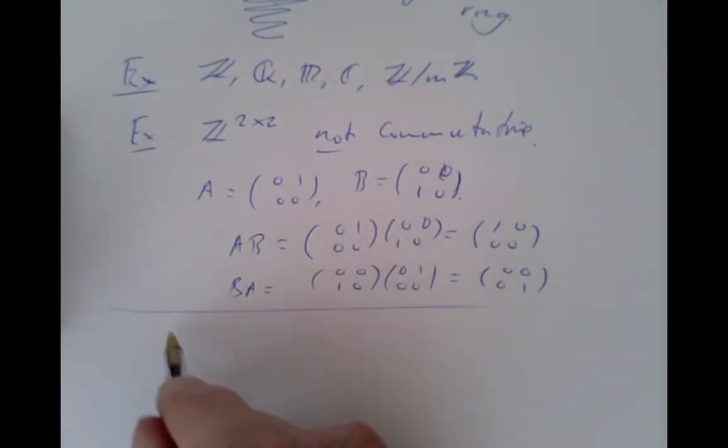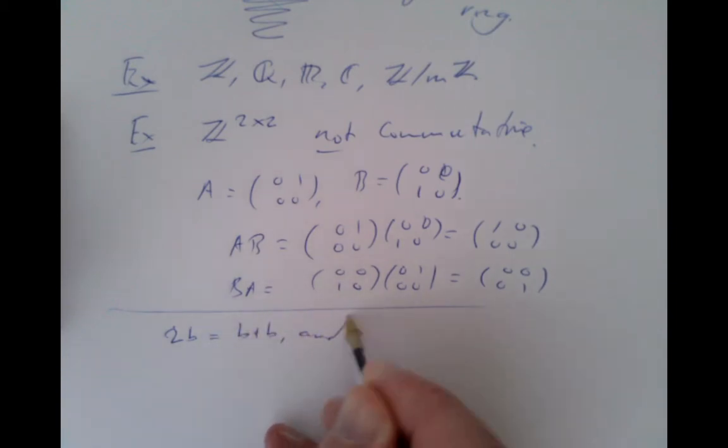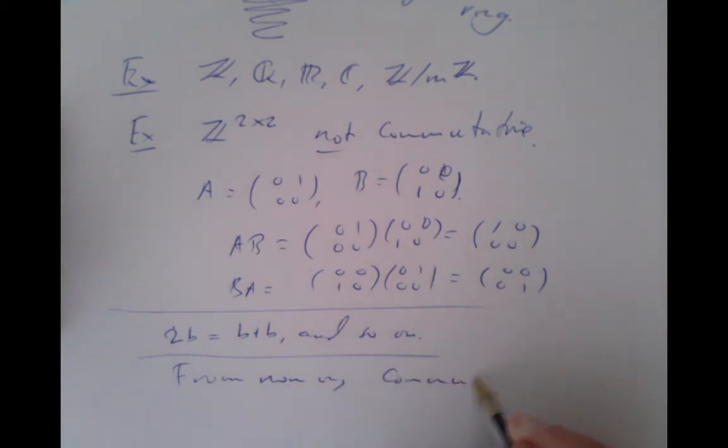In any ring at all, we're always going to write 2 times something to mean that something plus that something, and so on. It's convenient notation. We'll only be interested in commutative rings, and also, I should say, only in ones with identity. So from now on, we pretty much only deal with commutative rings, unless we state explicitly otherwise. All the rings that we're going to be dealing with are commutative rings with identity.